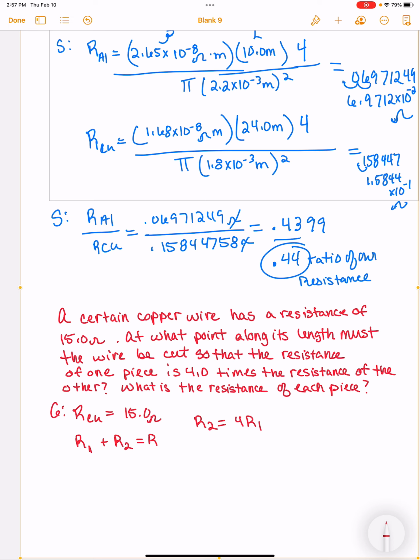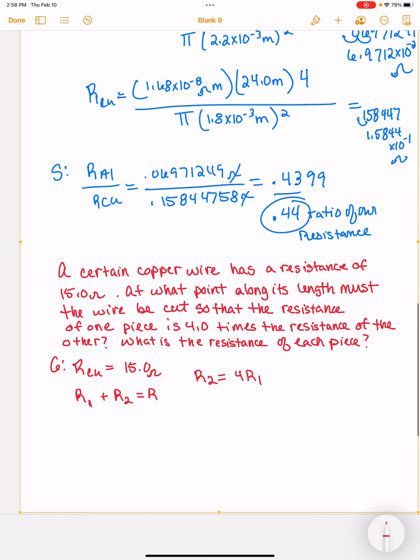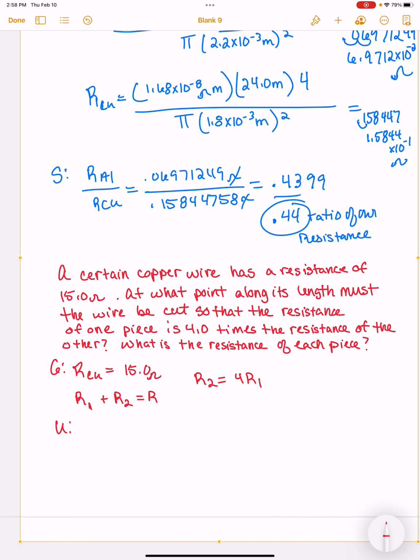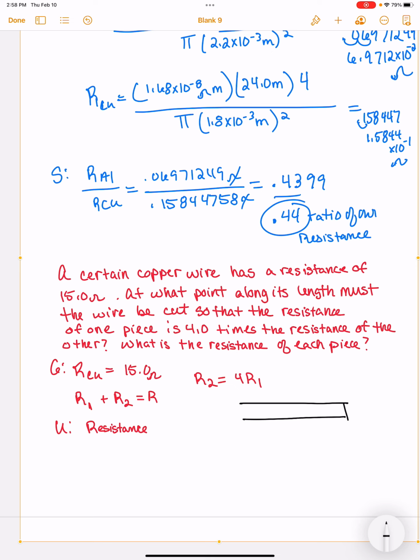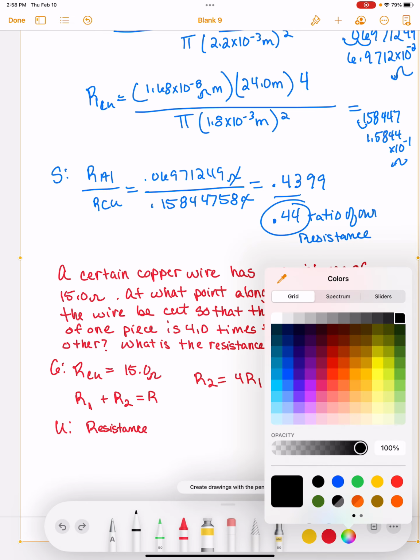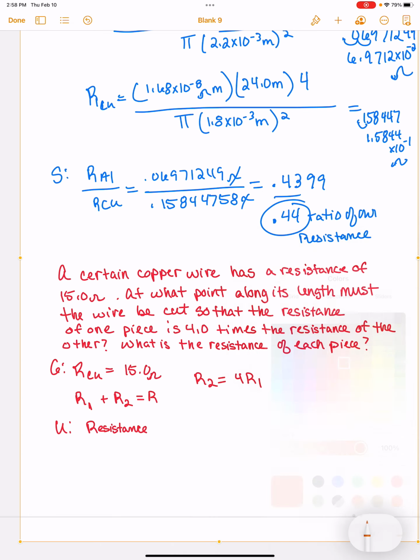Okay, does that make sense? At what point along its length must the wire be cut? Okay, and then we want to know what is the resistance of each piece. So our unknown is the resistance of the pieces, which I tell you what, let's draw a picture because that's really helpful. So if we have a copper wire, let's do it in orange because copper is kind of orange. Okay, so we have a copper wire, and it's more brown, but you know.